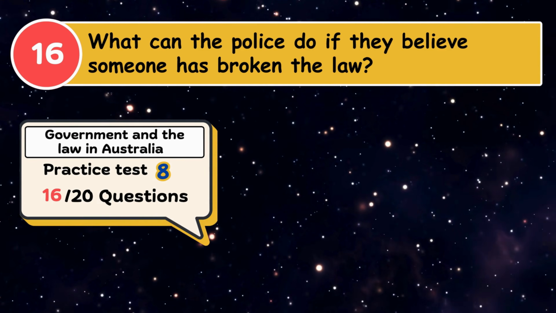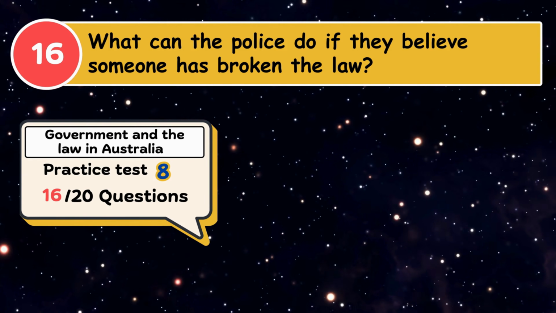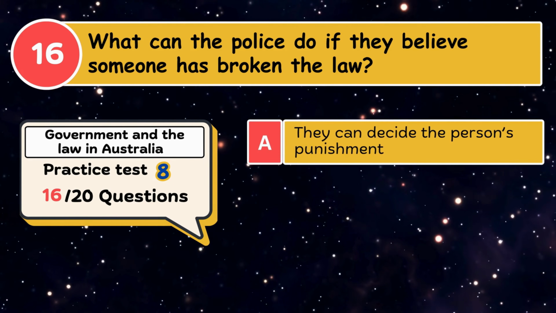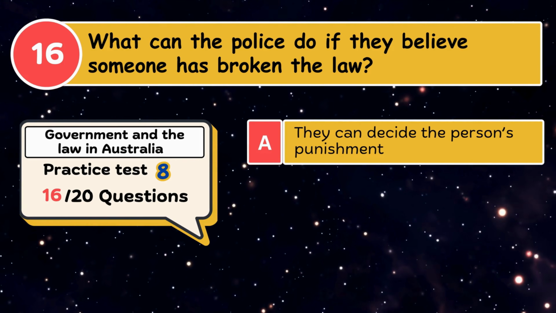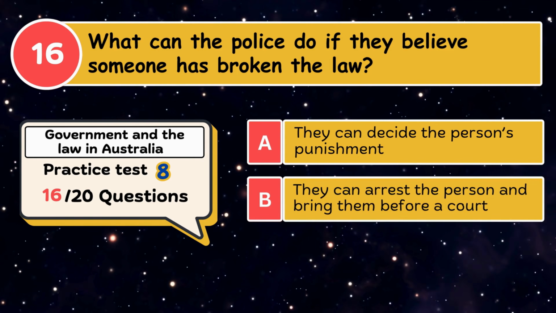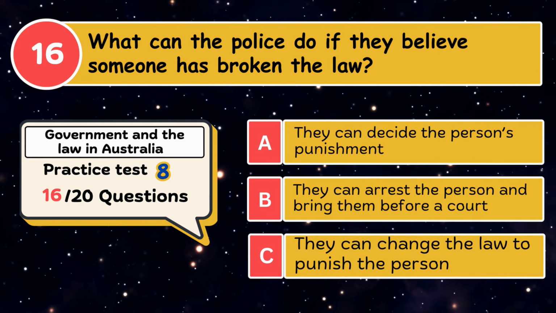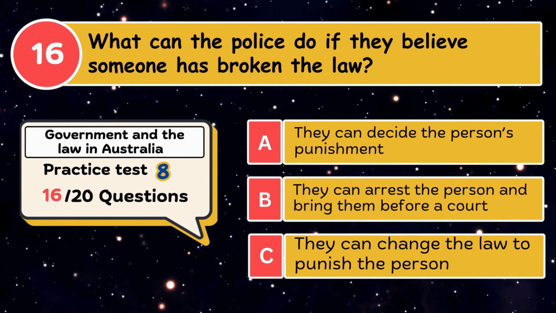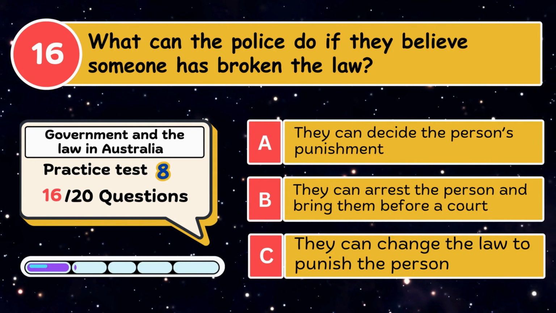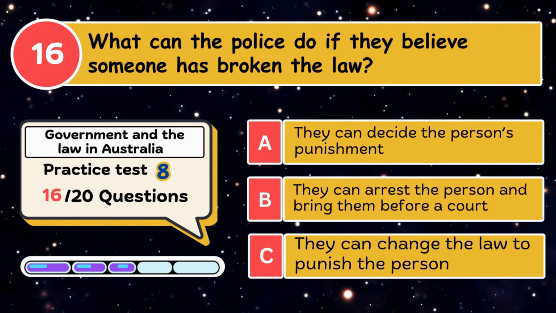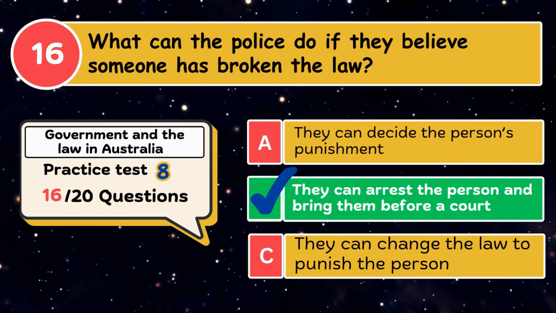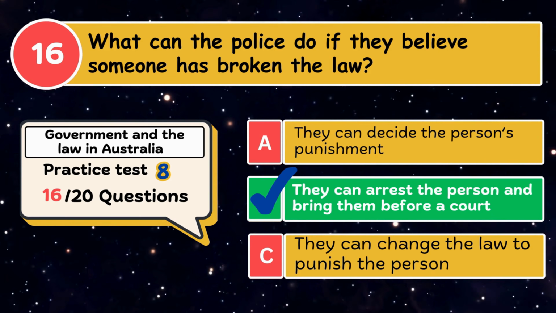What can the police do if they believe someone has broken the law? A. They can decide the person's punishment. B. They can arrest the person and bring them before a court. C. They can change the law to punish the person. The correct answer is they can arrest the person and bring them before a court.